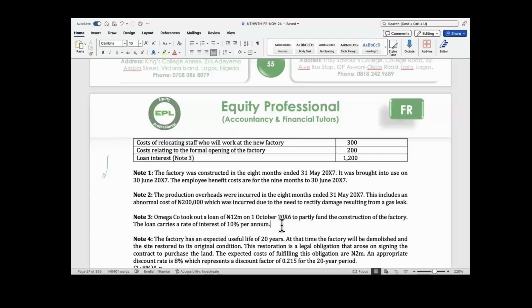800K, that's correct. The construction took 8 months, right? Yes, October to May is 8 months, and this is 10% per annum. So you cannot capitalize the entire 10% per annum. That's for 12 months. So it is 10% of 12 million multiplied by 8 over 12. So you only capitalize the period up to the completion of construction. 800,000, correct.